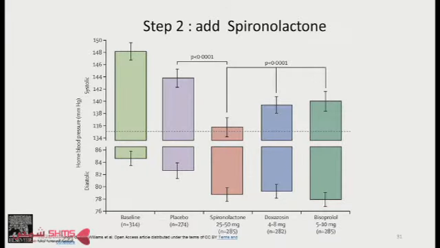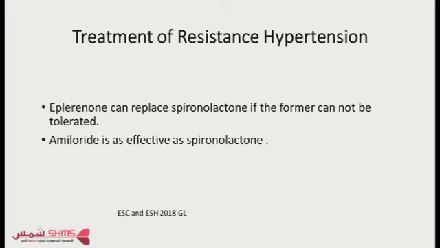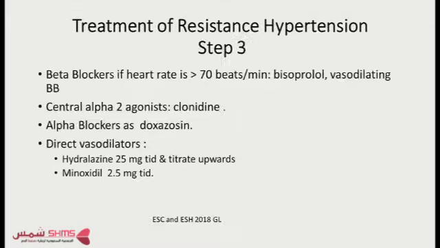Step 2, we add spironolactone. We all know now spironolactone is very advantageous in this state. We had the evidence long ago, but now we have the PATHWAY-2 trial, which really confirmed that spironolactone, among these drugs, is the one that reduces blood pressure the most in resistant hypertension. Now, if the patient is allergic or cannot tolerate the side effects of spironolactone, the alternatives are eplerenone or amiloride.